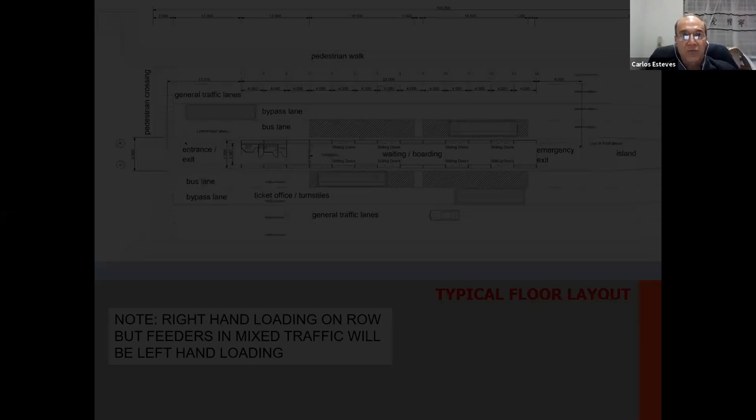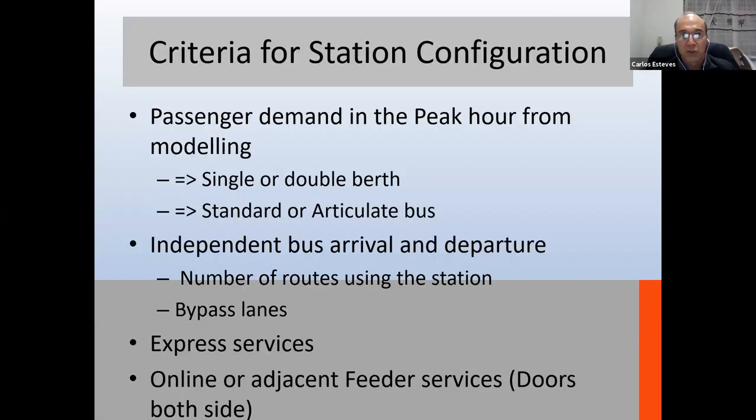So the configuration, the demand for the peak hour will determine whether you need a single or double berth, whether you could use a standard or articulated bus, whether you need to have independent bus arrival. In other words, could a bus arrive and go around the bus in front of them? There was enough space without having to reverse. It was dependent on the number of routes using that station, whether there were bypass lanes, whether there were express services. So there are a whole lot of issues.